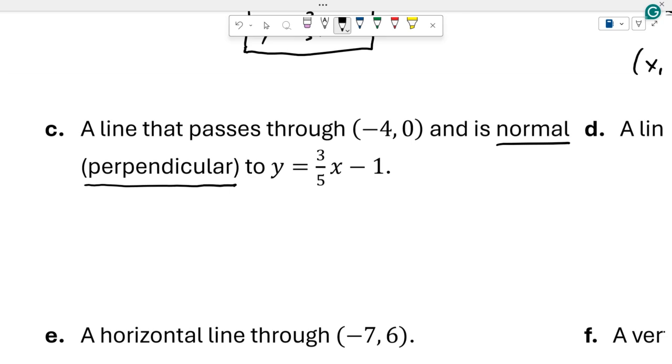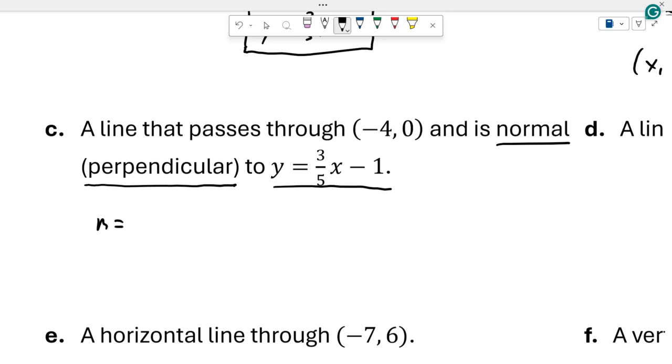Unlike parallel lines where the slopes are identical, perpendicular slopes are negative reciprocals. Notice that the line we're given has a slope of 3/5, and the -1 is irrelevant for this question. What I care about is the slope. The slope of the line that we're given is 3/5.